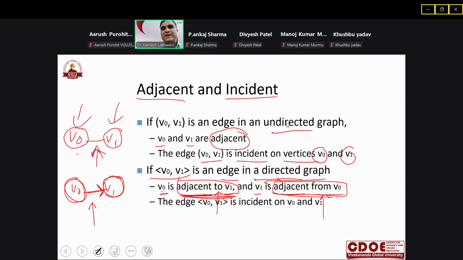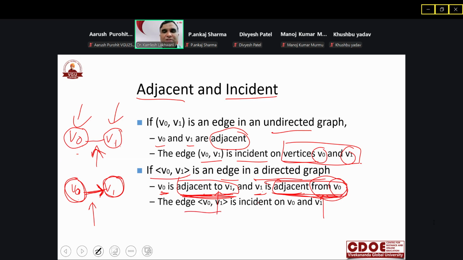And here V1 is adjacent from V0. That means the edge is coming from V0. So that is the difference between a directed graph and an undirected graph. In an undirected graph, we can say vertices V0 and V1 are adjacent, but in a directed graph, it depends on the direction of the edge. On that basis, we write the statement V0 is adjacent to V1, meaning the direction is from V0 to V1, and V1 is adjacent from V0 means the edge is coming from V0 to V1.